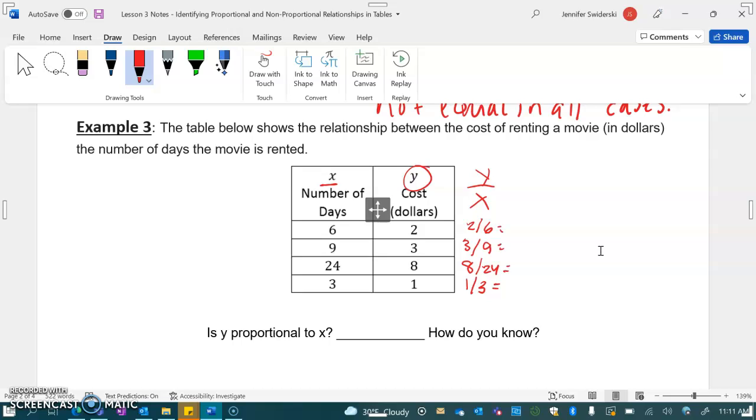If I divide these all in the calculator, 2 divided by 6, I get 0.3. 3 divided by 9, I get 0.3. 8 divided by 24, I'll get 0.3. And 1 divided by 3, I also get 0.3. So are these proportional? Is Y proportional to X? Yes. How do I know? All my Y divided by X's equal 0.3. And really it's 0.333 repeating, or 33 cents.